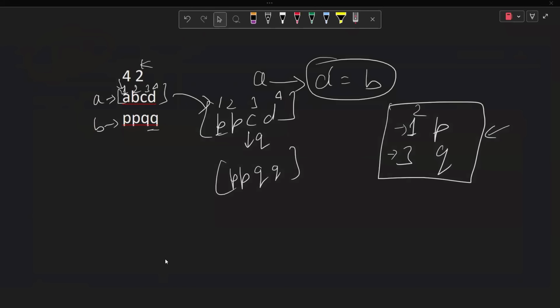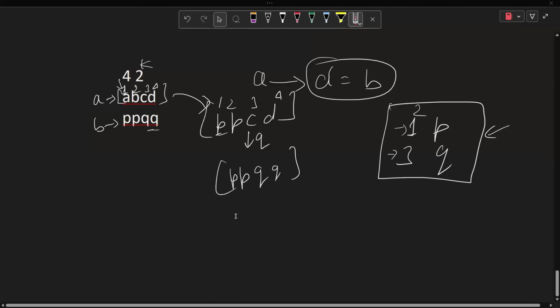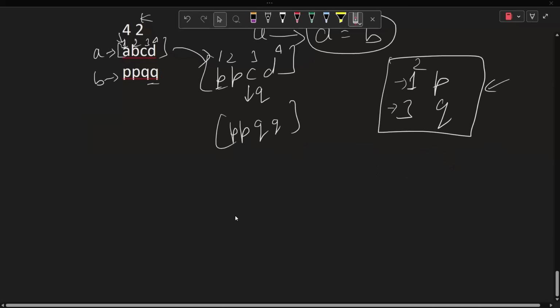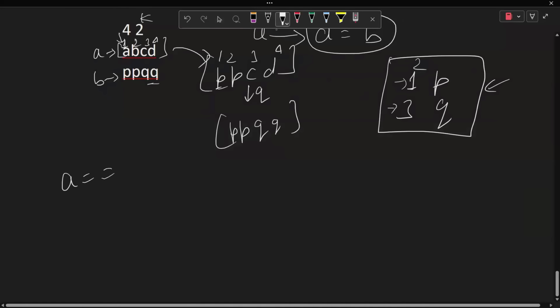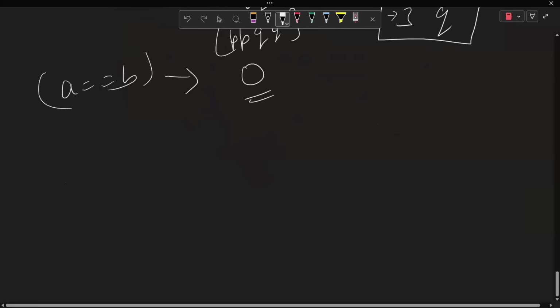So the first basic thing that comes to your mind if you look at the test case is, for the first case where both A and B were already equal, you don't need to perform an operation. So first thing is, if A and B are already equal, then you would just print 0 and return. No need to perform any operation, they are already equal.